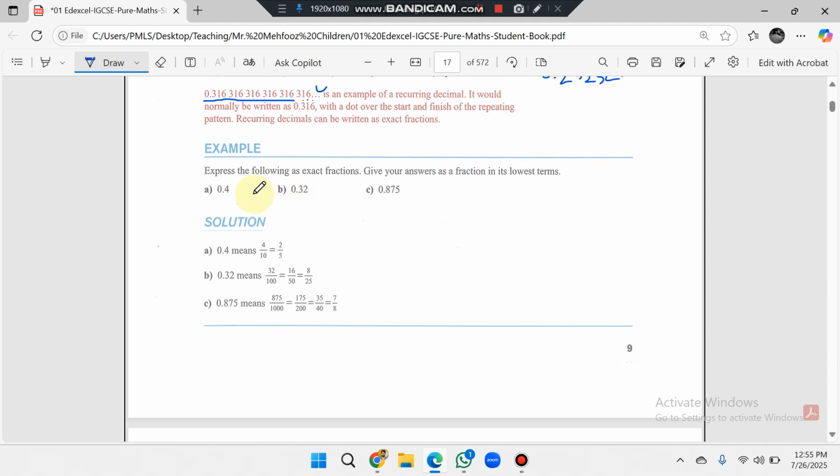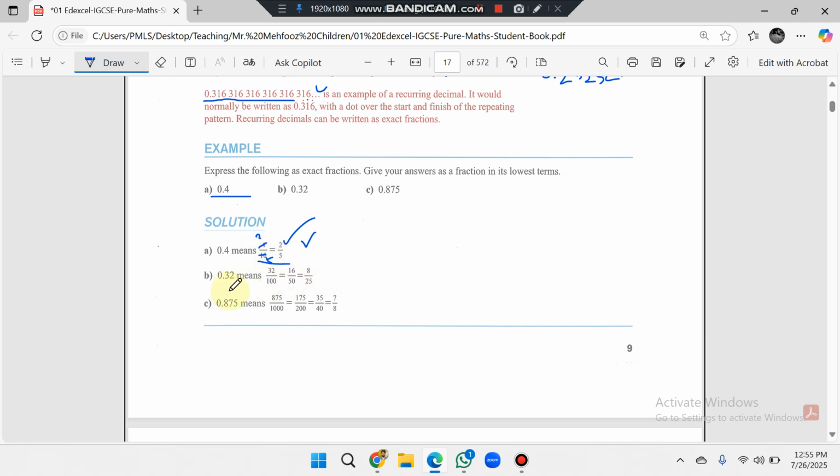So here is the example: 0.4. Express the following as exact fractions. Give your answer as a fraction in the lowest form. So 0.4 can be written as 4 over, in the place of the decimal we write 1, and how many digits are on the right side of the decimal, that is 1. So one 0 is placed on the right side of this 1, so it becomes 4 over 10. So 4 over 10 can be simplified to 2 over 5. How? 2 2s are 4 and 2 5s are 10, right?